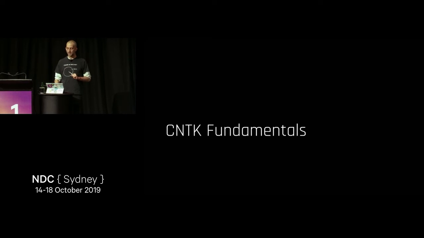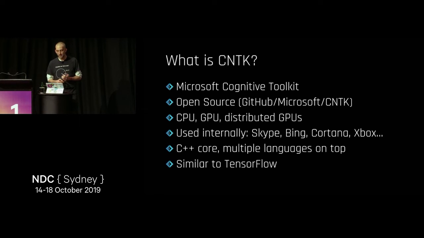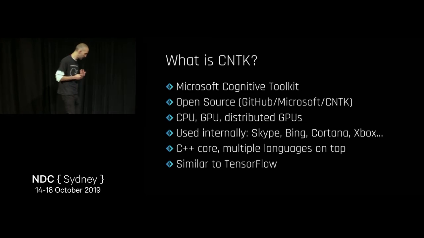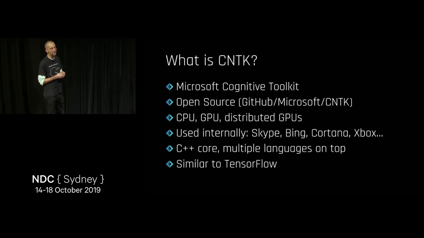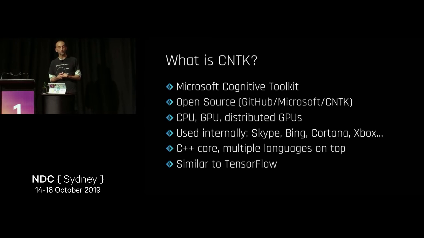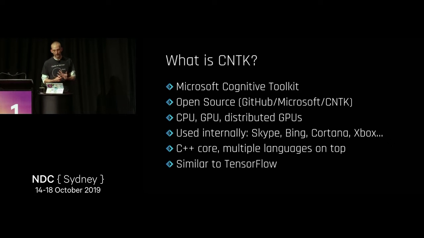So if you take CNTK out of the box, first, what is CNTK? CNTK is one of these acronyms which Microsoft is so good at producing. It's probably just the worst name for a library ever. But CNTK is a shortcut for Cognitive Toolkit. So not the most fun acronym. It's an open source library. You can find all of it on GitHub.